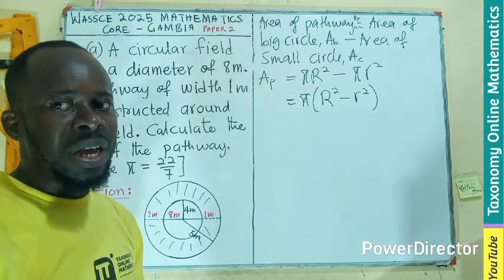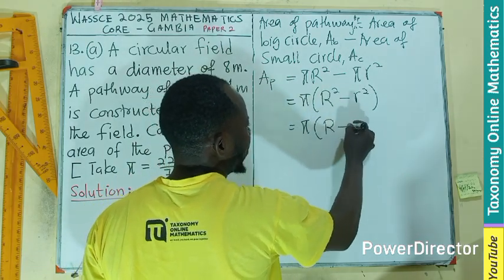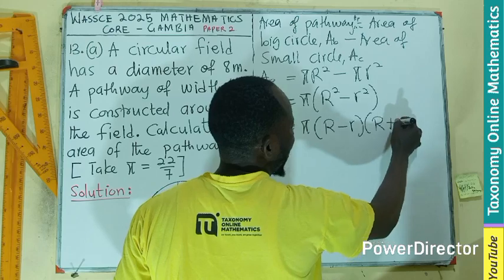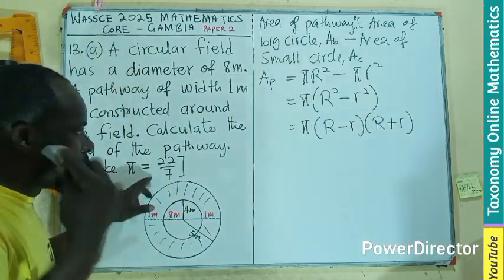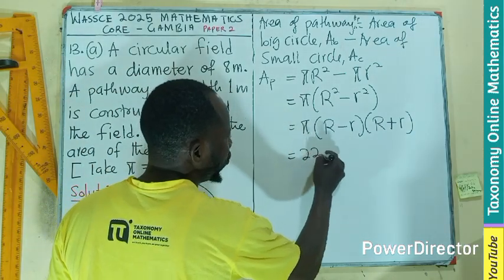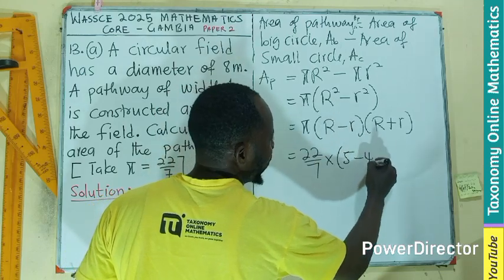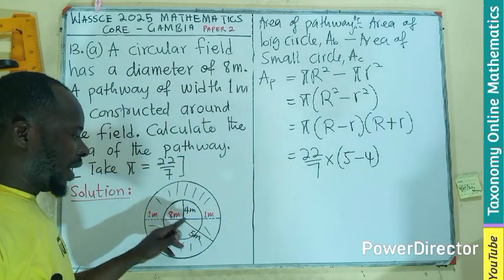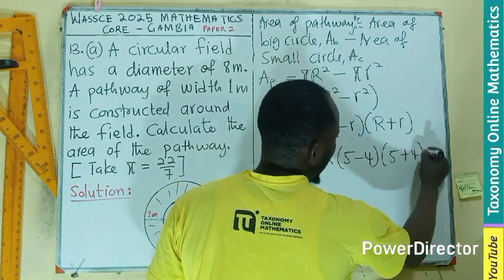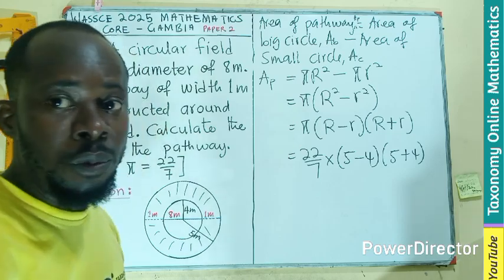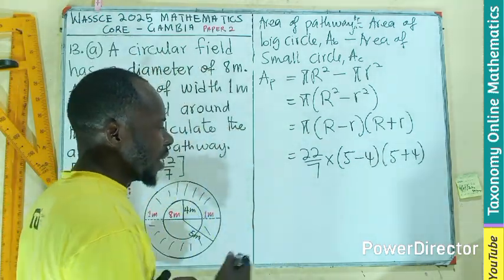I also prefer to use the difference of two squares in there, which is going to be pi into bracket R minus r times R plus r. So by substitution, your pi is going to be 22 over 7, multiplying 5 minus 4, 5 for the big radius, then 4 for the smaller radius, times 5 plus 4. 5 minus 4 will be 1. 5 plus 4 will be 9. 9 times 1 remains the same.